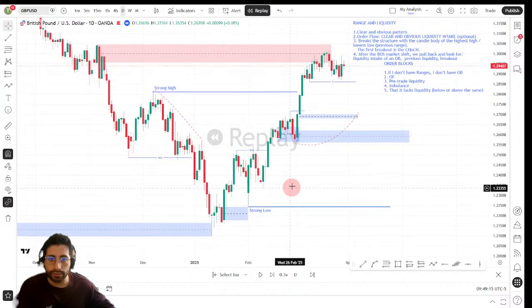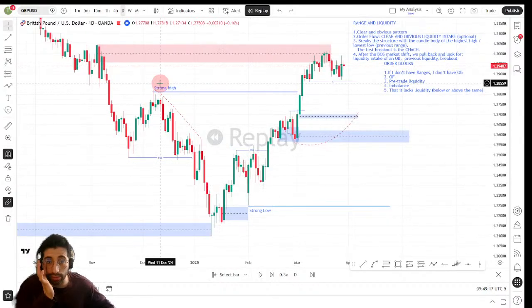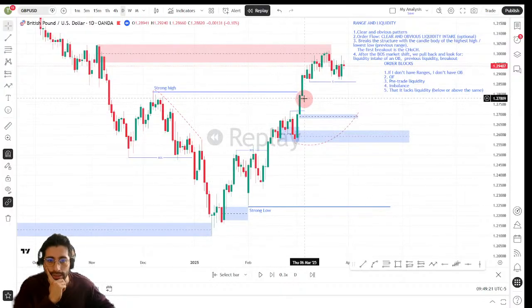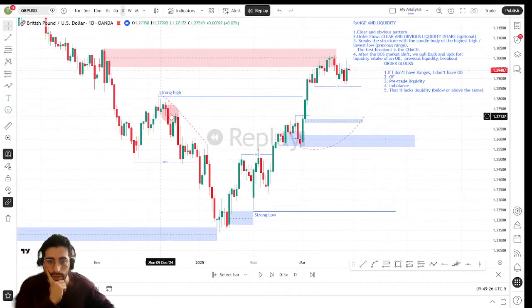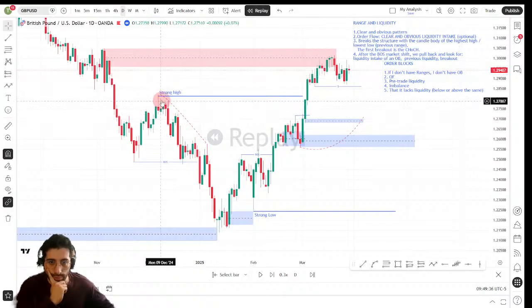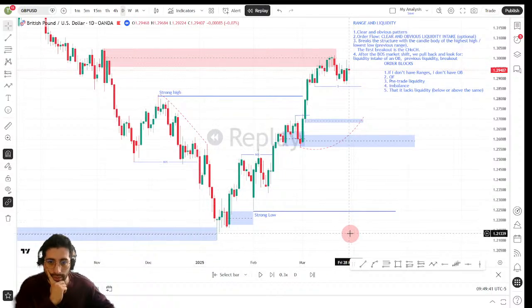All right. So this is a valid strong low, a strong high, right? So why did the price not respect this? Well, this is the reason why, and it's because remember that we said... Now let's go to the order block theory. So in the order blocks, if we don't have a range, we don't have an order block. Okay, we have this range, right? Now look at the next.